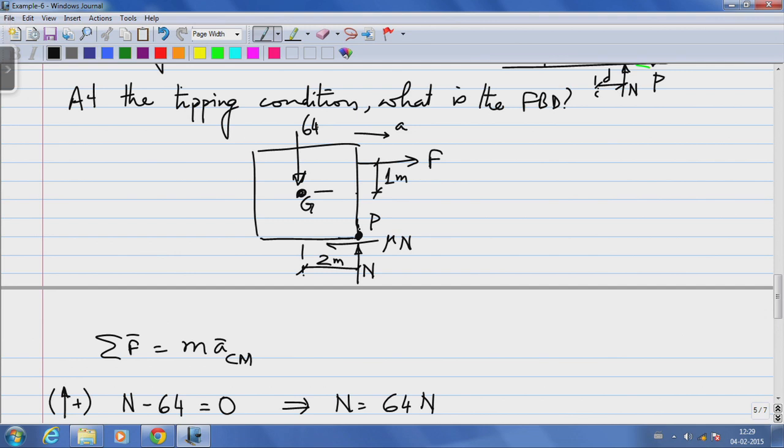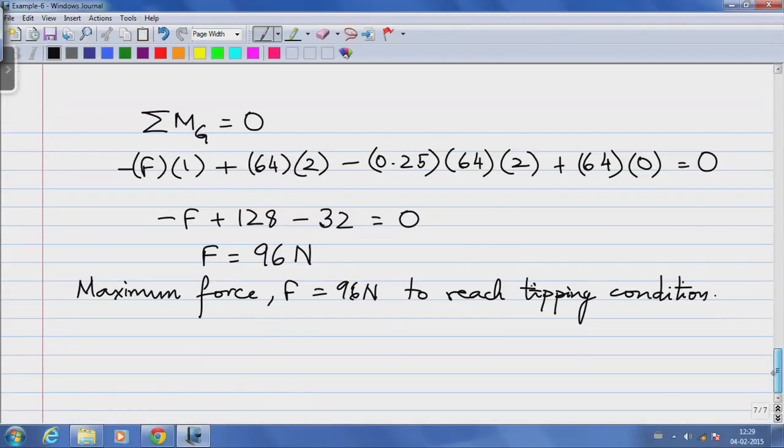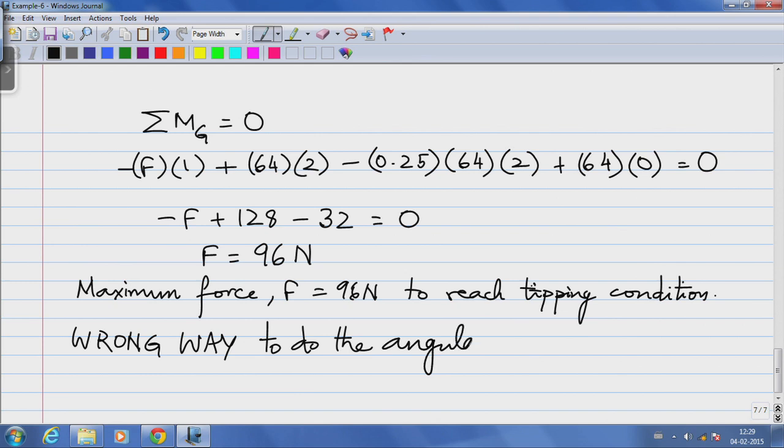So, I want to compute the moments about P, and if I choose to do that, I want to show you that you will end up with the wrong way to do the angular momentum conservation.